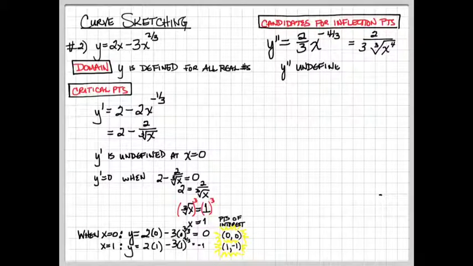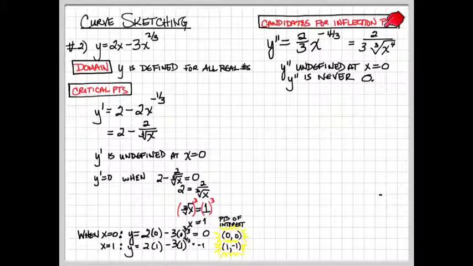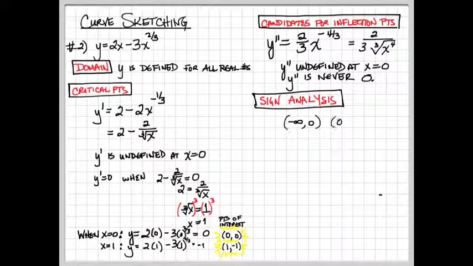The second derivative is going to be undefined when we're dividing by 0, which is precisely when x equals 0. And in this case, the second derivative is never equal to 0 because there's no way to take the numerator and have it equal to 0, since the numerator is always 2. So there is one candidate for an inflection point, but we won't know for sure until we do our sign analysis. So let's set up the intervals for our sign analysis.